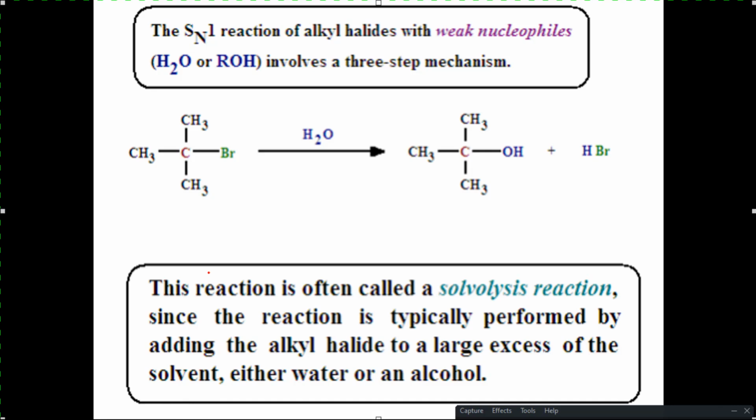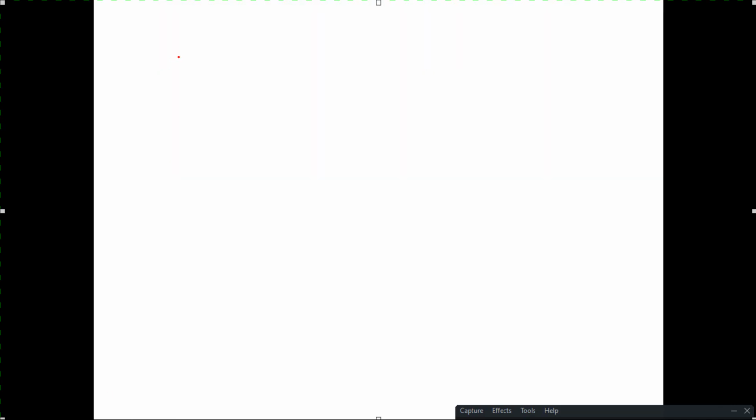So let's talk about the mechanism for an SN1 reaction, and now let's write a complete mechanism with transition states and the whole nine yards. Actually, let's go back and do an SN1 reaction for what we did in the last lecture. So let's say I take tertiary butyl bromide and I react it with hydroxide. So let's write a complete mechanism for this, and let's include the transition states.